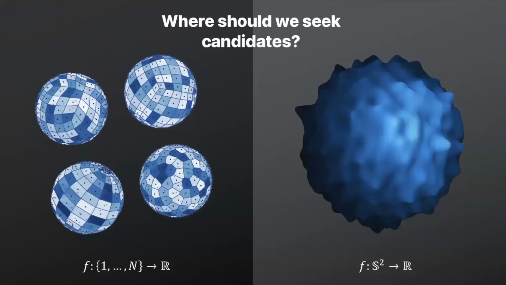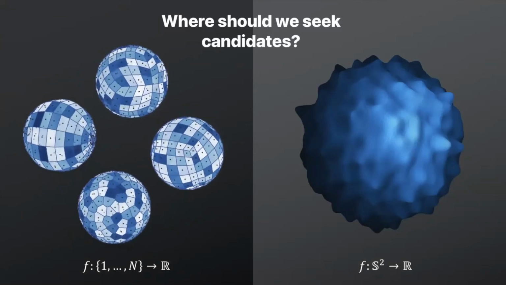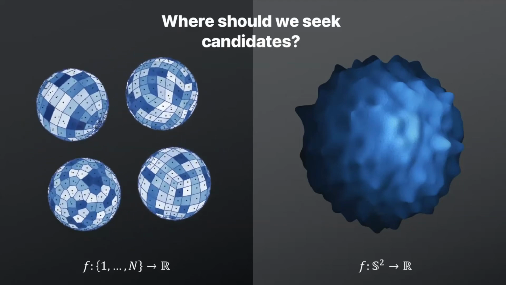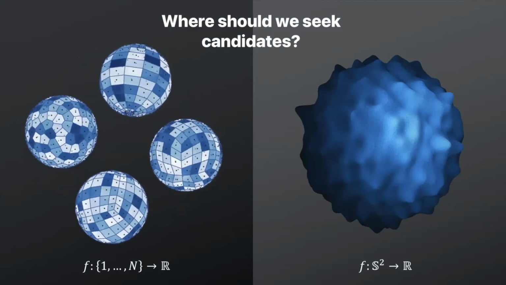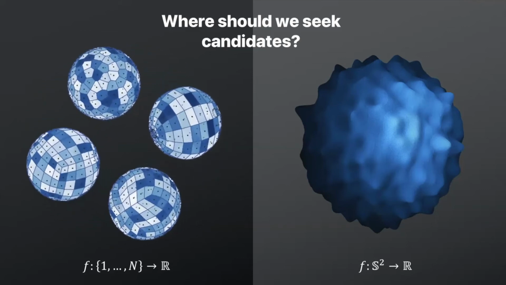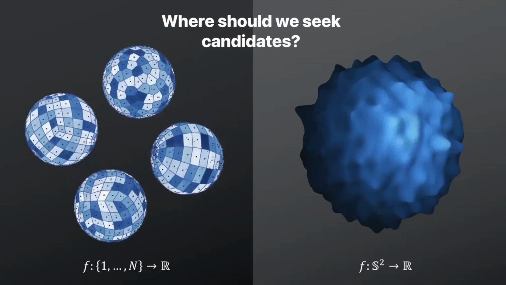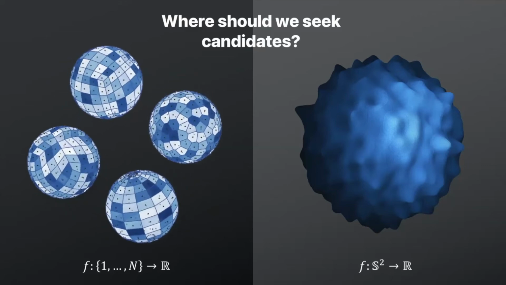But we still need to understand where we should seek the candidates. So the traditional approach consists in considering pixelated candidates over certain spherical tessellations. But I find that to be quite unsatisfactory because we know that the underlying field is continuous. There is no reason that it would be tiled as displayed on the left.